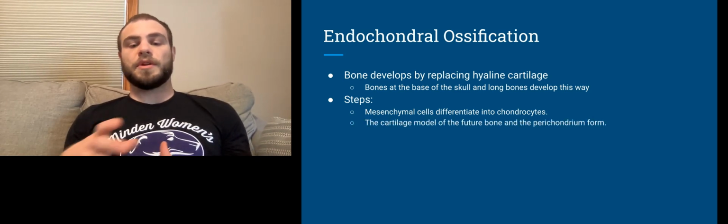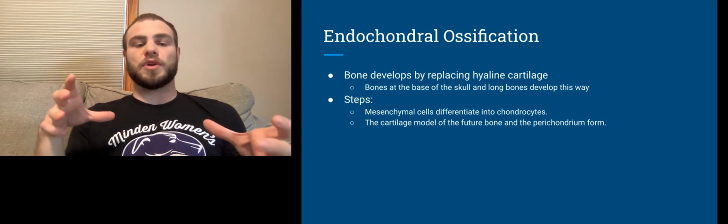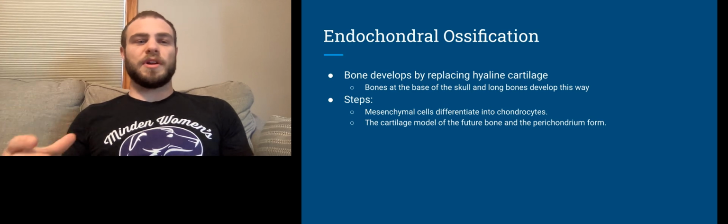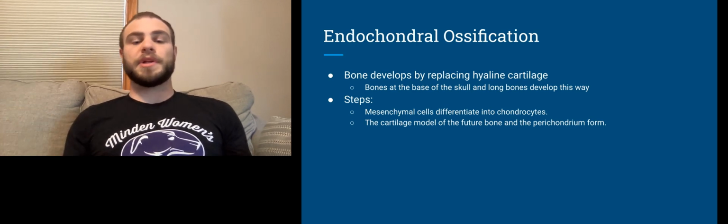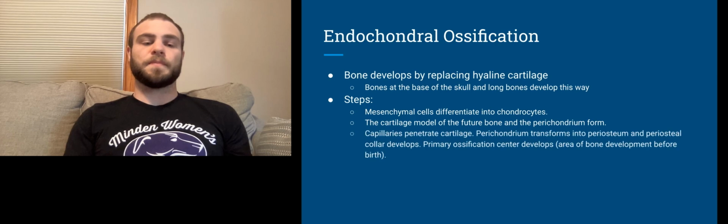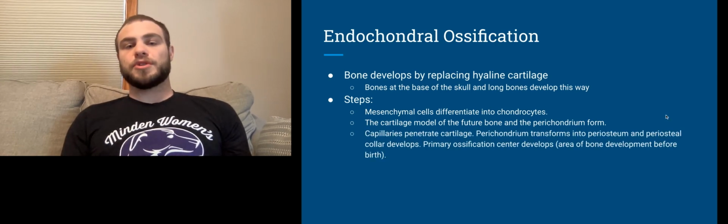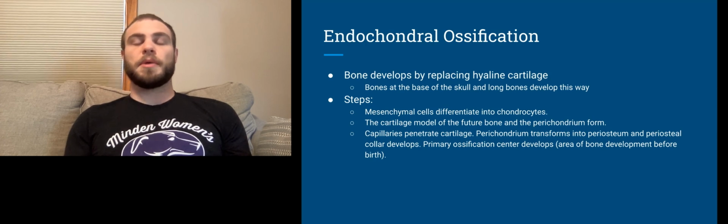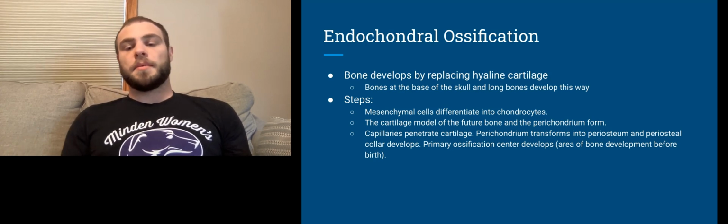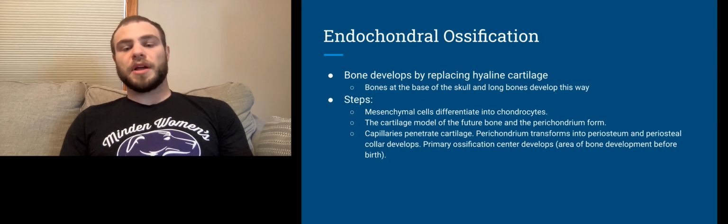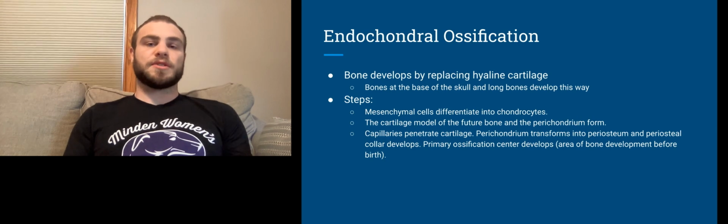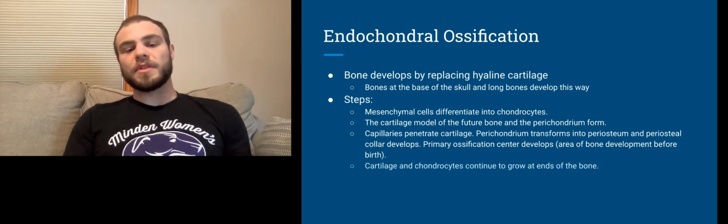That cartilage model of the bone and the perichondrium is going to start to form. So you get kind of this very generic shape that the bone will eventually look like, formed of completely cartilage. You're going to have capillaries start to penetrate into that cartilage, and then the perichondrium is going to transform into the periosteum, the outer layer, and you're going to get the periosteal collar developing. You get what's known as a primary ossification center. Basically, this is where bone development is going to take place before birth.